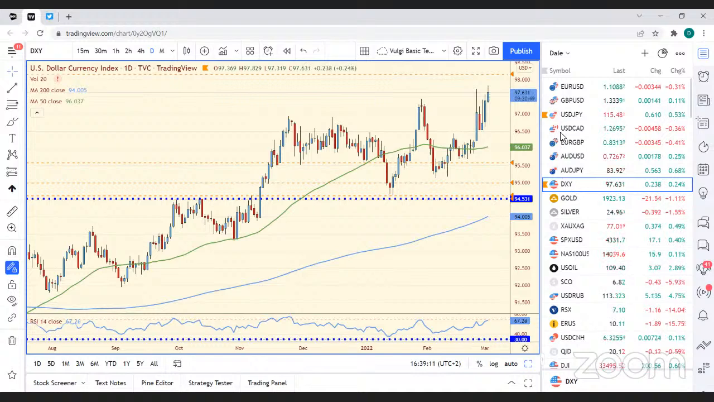Keep powder dry. We're getting pretty close, in my view, to this inflection point in the dollar, and perhaps it's one more 200 pip push up in US dollar yen.